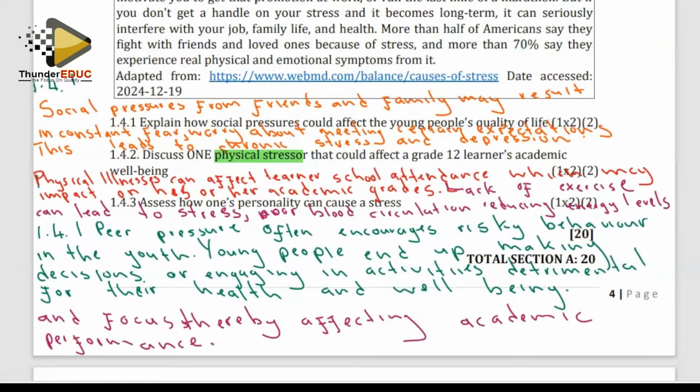So lack of exercise is also another physical stressor. In addition to that, you can also add things like poor nutrition, then also high levels of stress. They are also part of physical stressors, which might affect the academic performance of grade 12 learners.